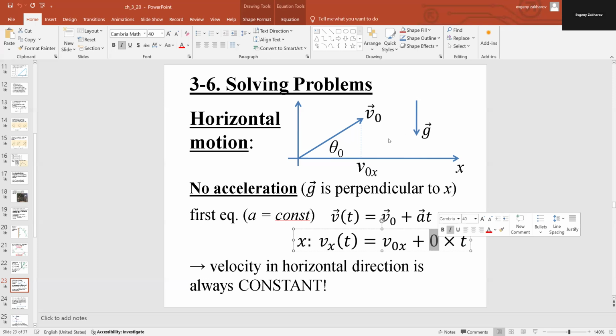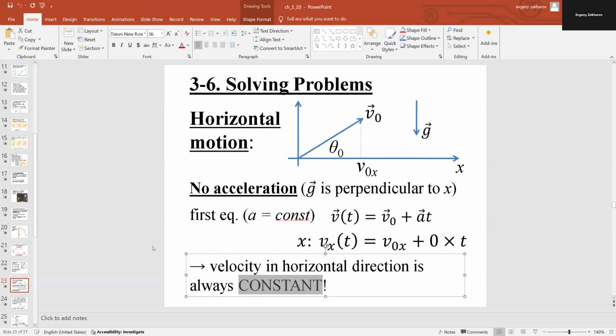Will acceleration be 0 onto y-axis? No. See how it's not perpendicular, they are anti-parallel? Well, the key word is parallel, right? If they're parallel, it's positive. It's anti-parallel, it's negative, but it's never 0. So there's definitely going to be acceleration onto y-axis. The y component of the velocity will change, but the x component stays constant.